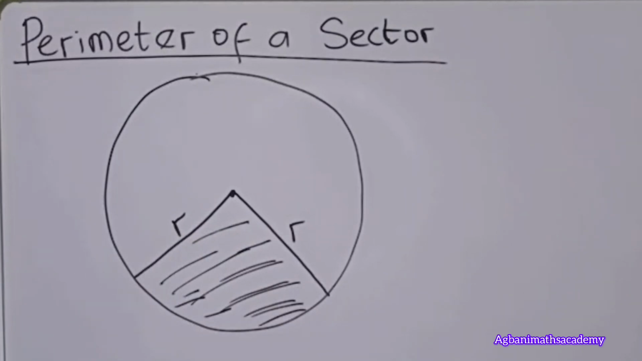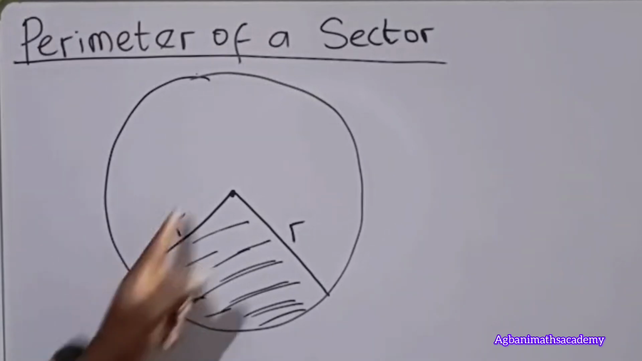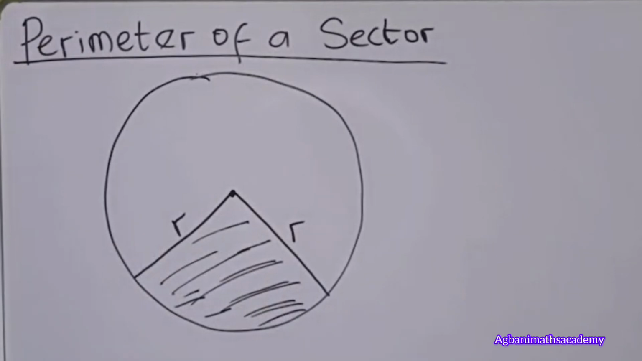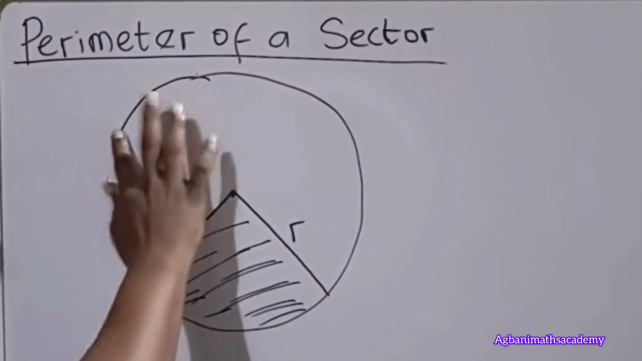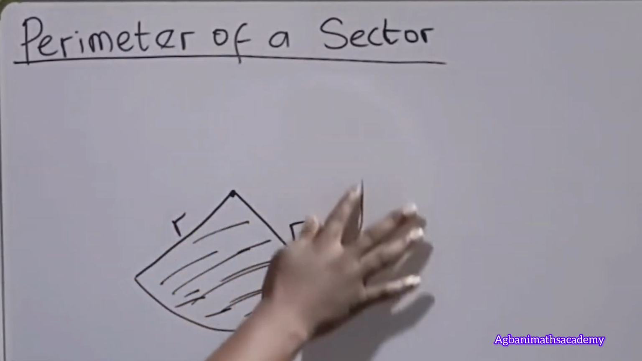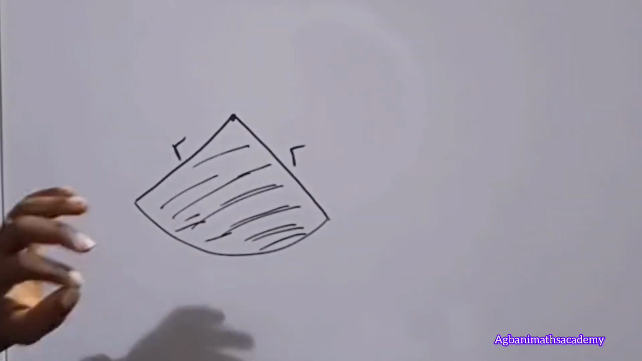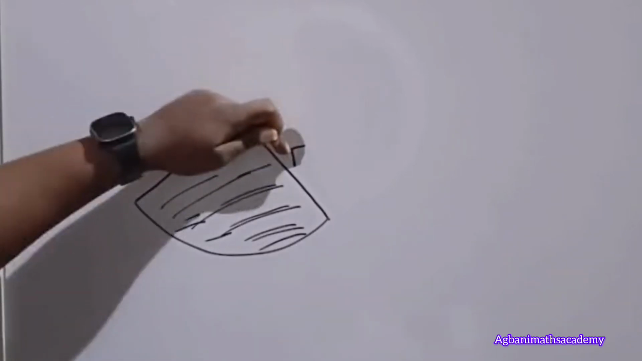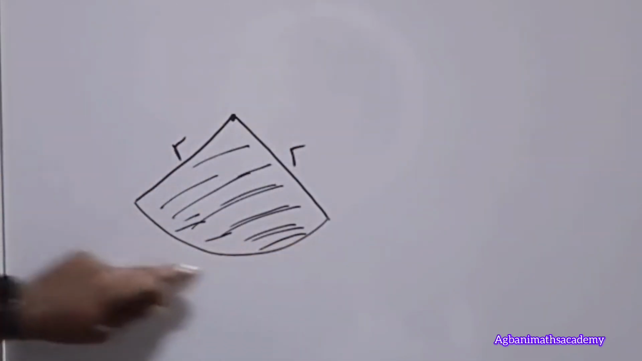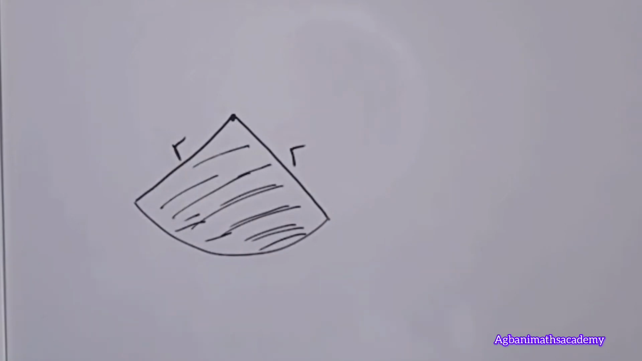To calculate the perimeter of a sector, we can remember that the perimeter of a 2D shape is the line surrounding the 2D shape. So if I clean off this entire side, we have this sector here. The perimeter of this sector includes these two radii and the arc length, because the perimeter of any 2D shape is the sum of the lines surrounding the 2D shape.